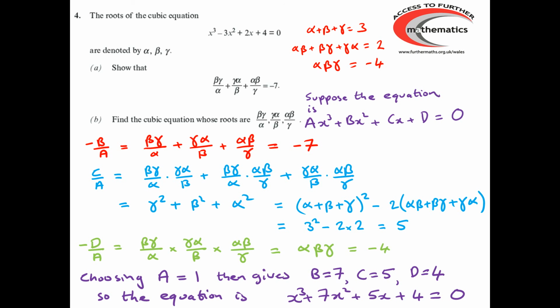There were 2 more marks for obtaining the fact that minus d upon a had to equal minus 4. And then the final mark was for obtaining the cubic equation. And that's the end of our final question.